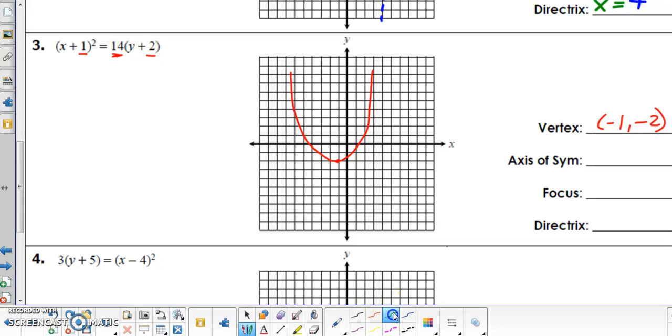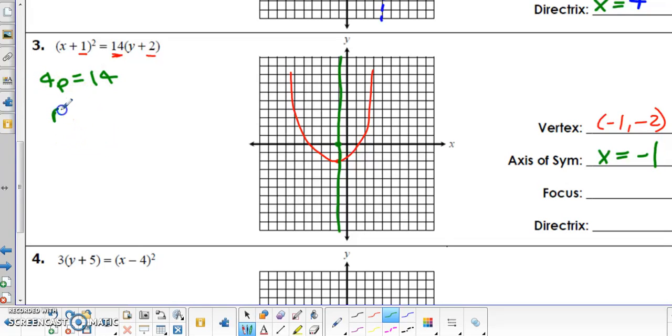Okay, so now I just need to find the axis of symmetry. And that's just going to go straight up and down through that vertex. Okay, see that touches the x-axis at negative 1. It doesn't touch the y-axis, it touches the x-axis, so this is x equals negative 1. And again, I can verify that by plotting any point on here, and it's always going to have negative 1 for my x coordinate. So now I got to solve for p, so I got 4p equals 14.